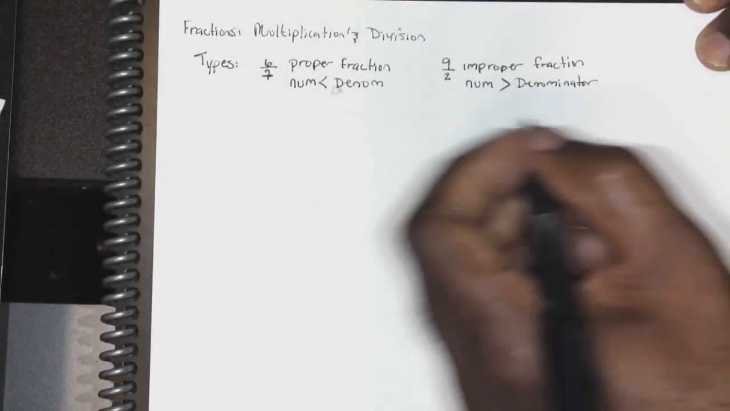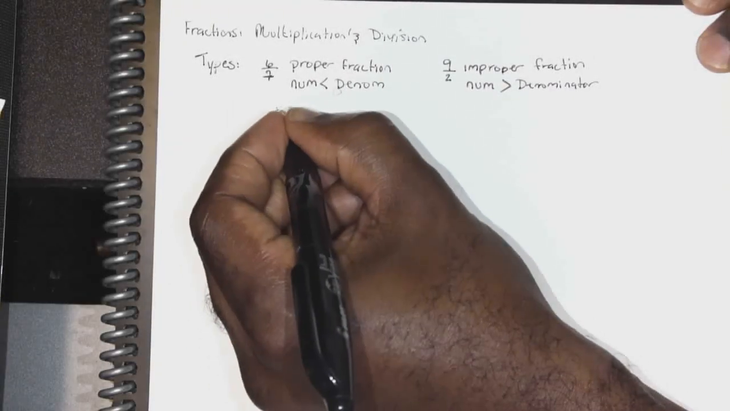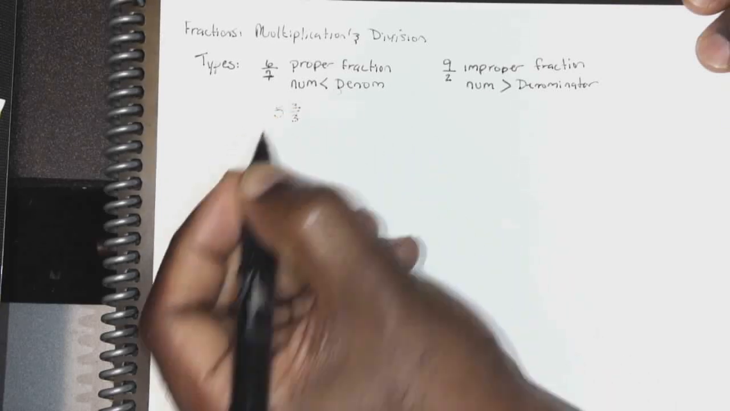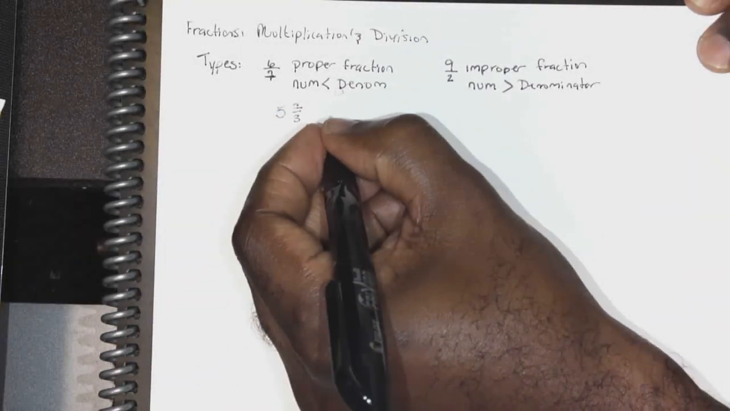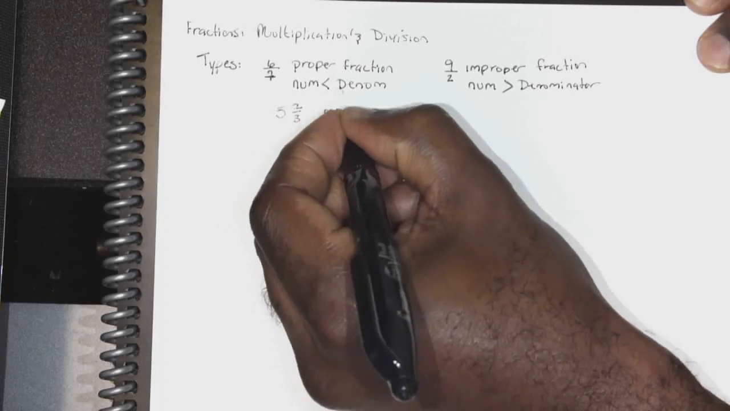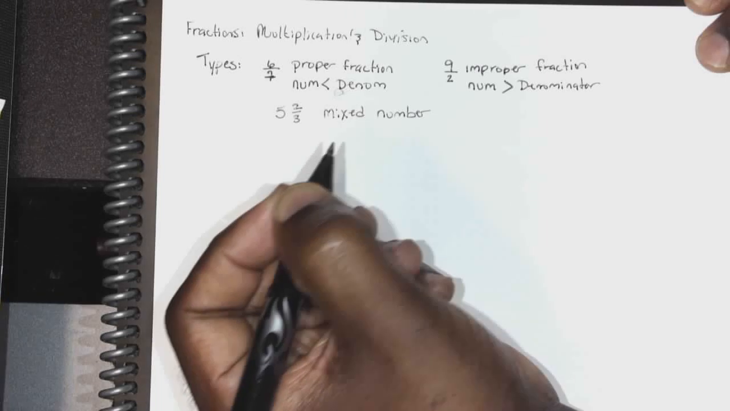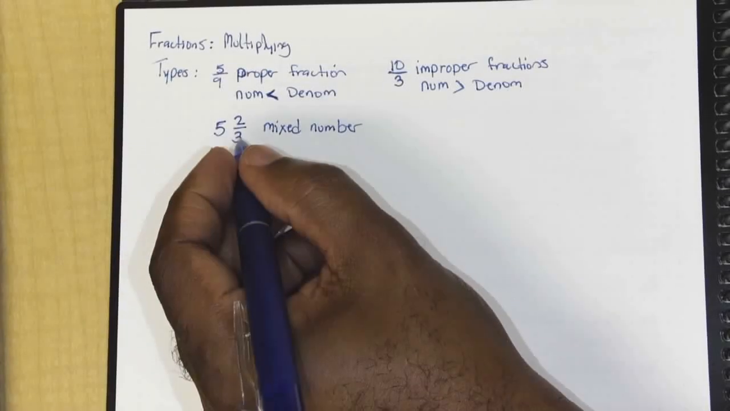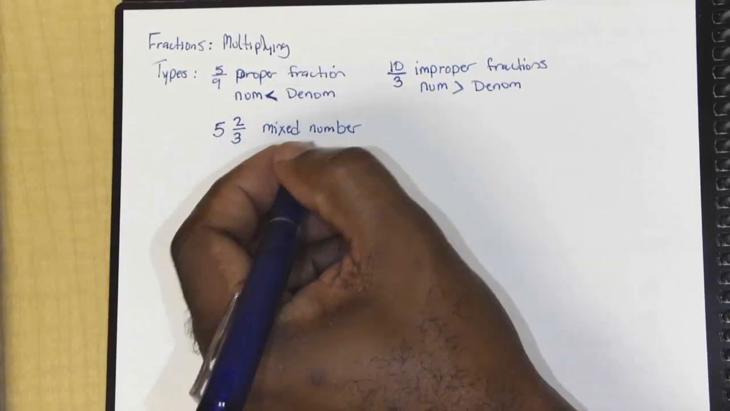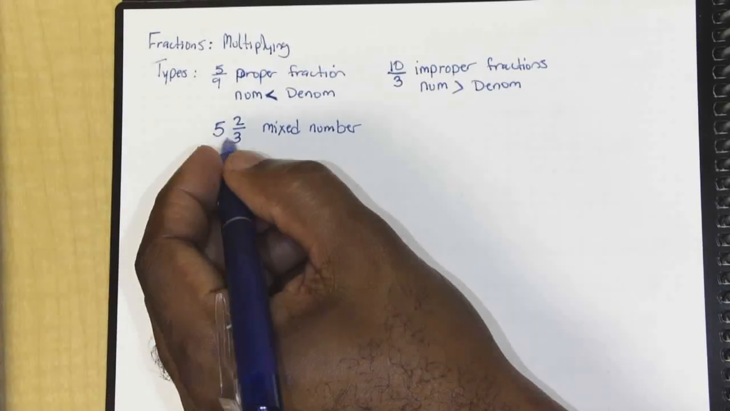And then we deal with something that is not a fraction, but it contains a fraction. Like 5 2/3. This is called a mixed number. Alright? Some people say mixed fractions, but we go with mixed numbers. Now, mixed numbers can be changed to improper fractions only. So in a mixed number, you have a whole number and a fraction.